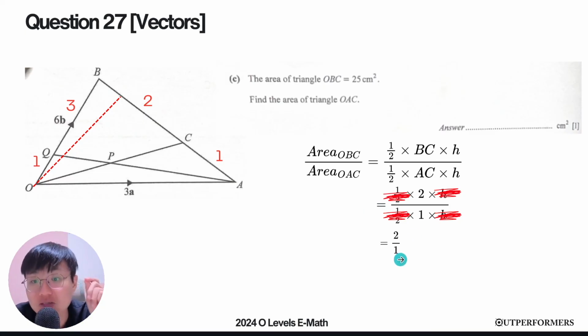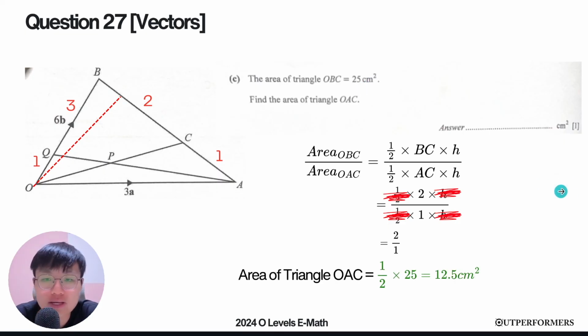This is not the actual number. This is the ratio of triangle OBC to triangle OAC. So since the area of OBC is 25 cm squared, to find OAC, we can easily divide by 2 to get our final value of 12.5 cm squared.